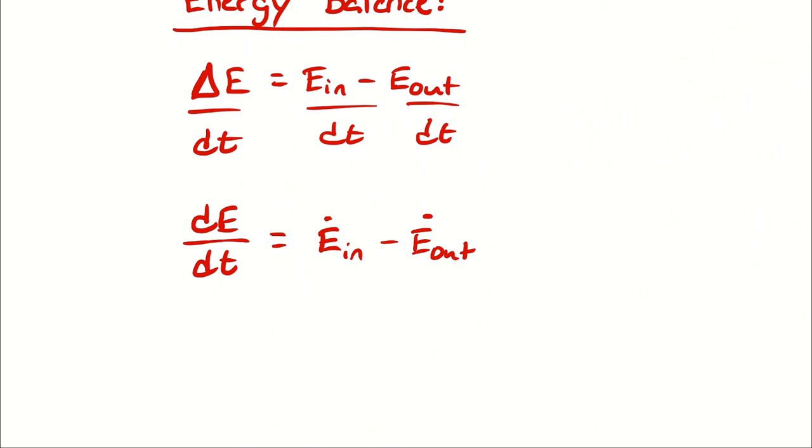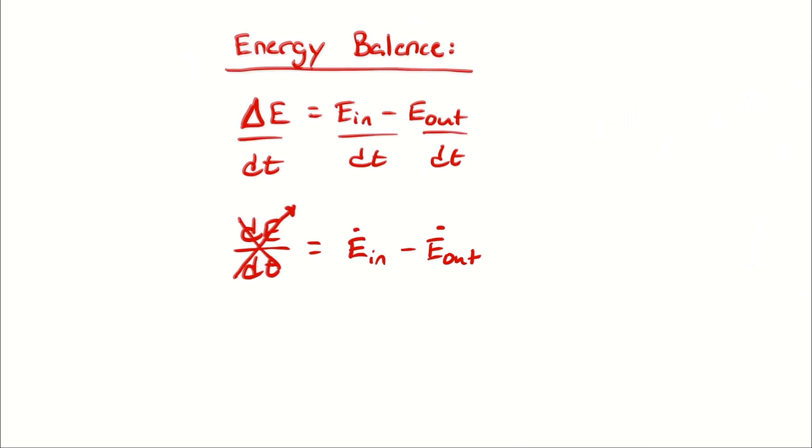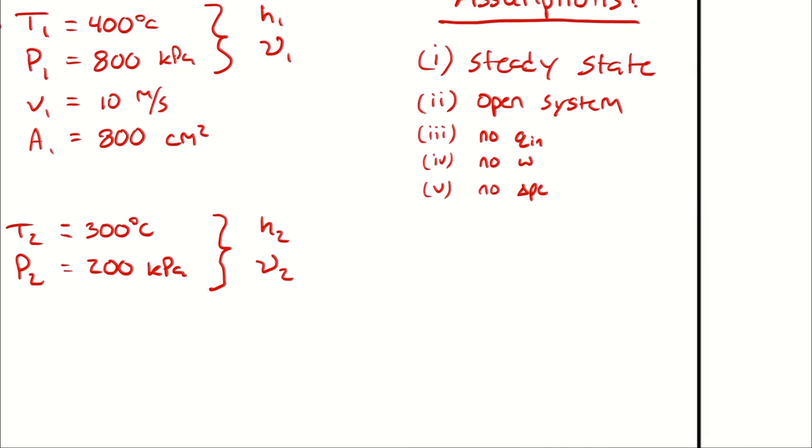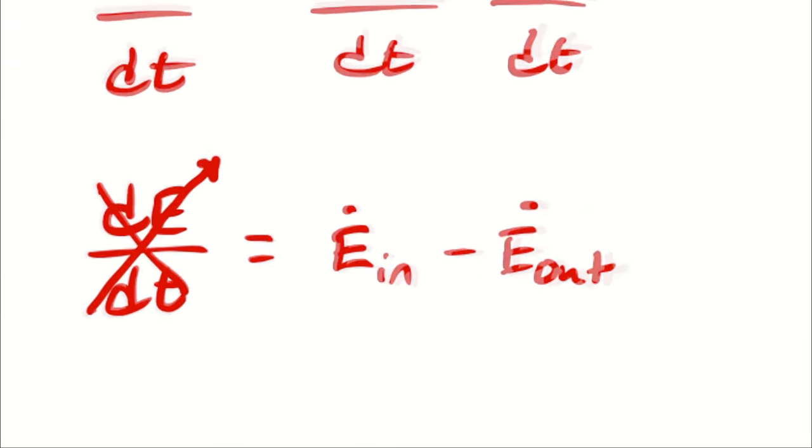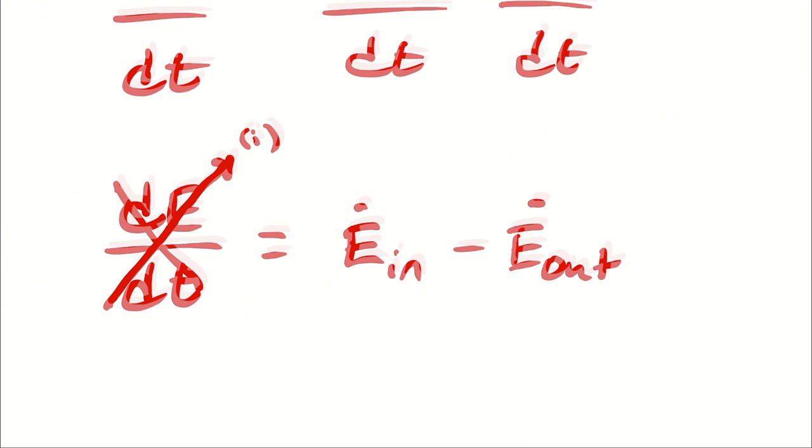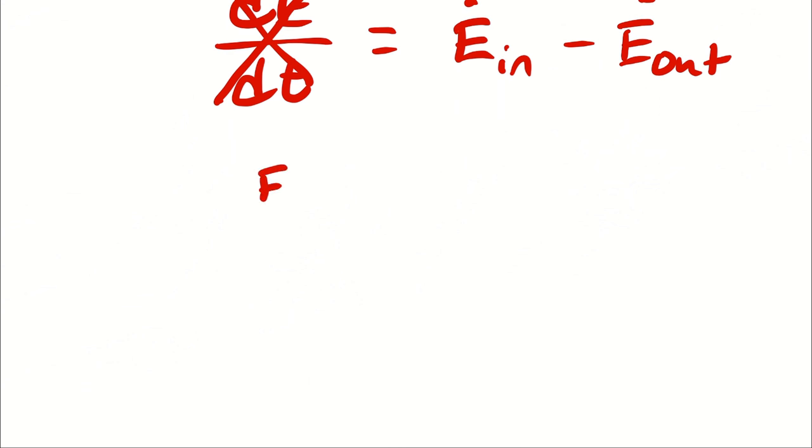My first simplification will come by recognizing that if I'm assuming steady state analysis, nothing can change with respect to time. The temperature at any given point can't change with respect to time. The density of the water at any given point can't change with respect to time. And in fact, the energy of the control volume cannot change with respect to time. So I will indicate that I'm neglecting the rate of change of energy of the control volume with respect to time because of assumption number one. That means the rate of energy entering has to equal the rate of energy exiting.